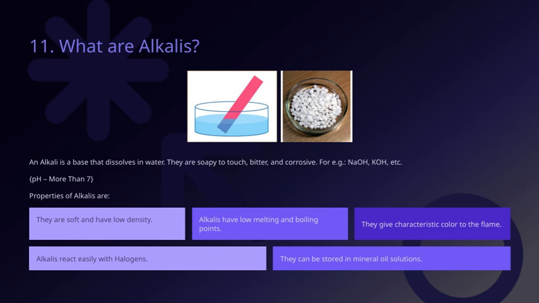These are widely used in industry and laboratories, highlighting their importance. So, to sum up, alkalis are bases that dissolve in water, are easily identifiable by their characteristic properties, and play a vital role in various applications due to their reactivity and physical traits.